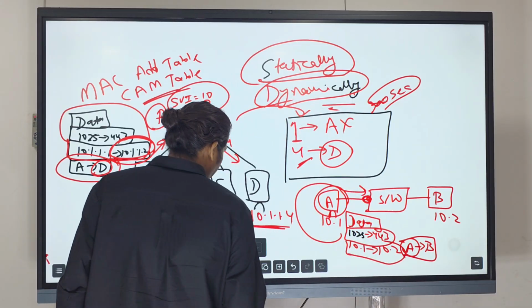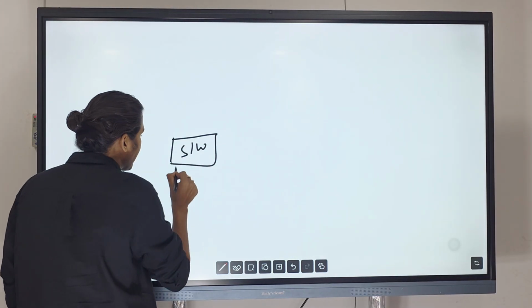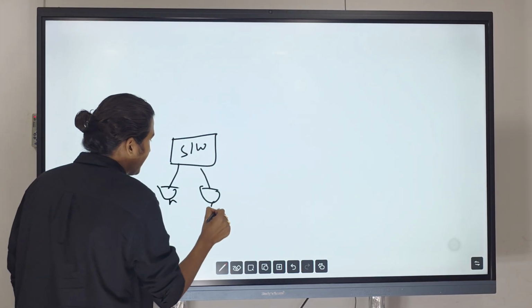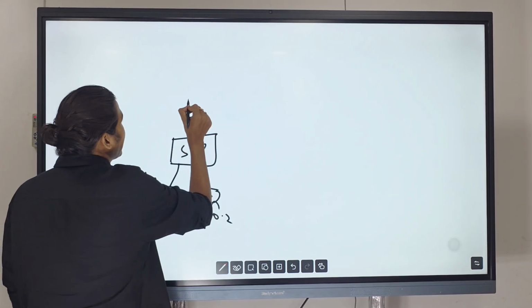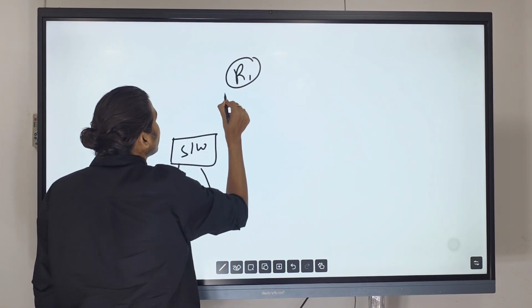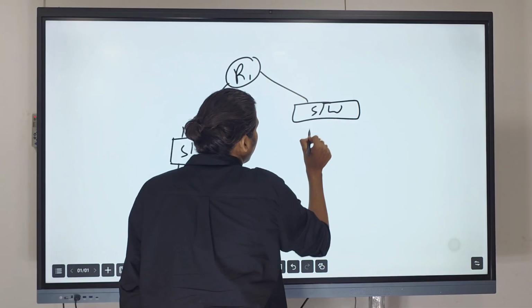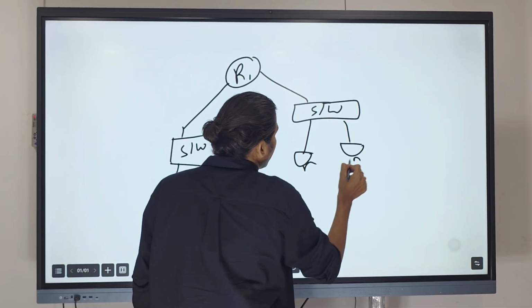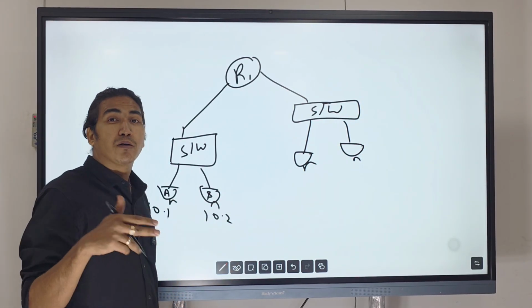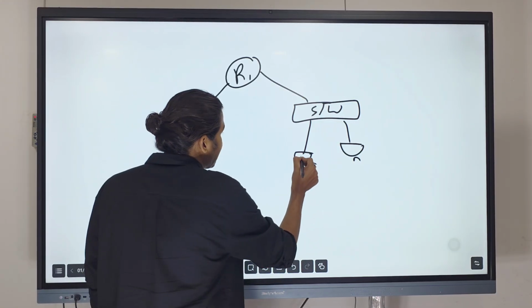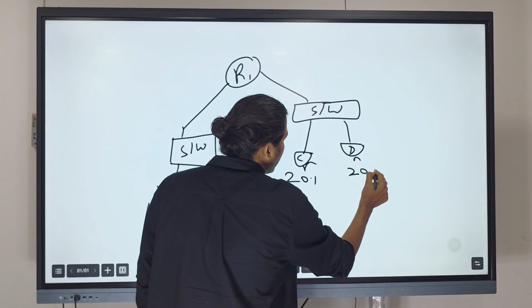Now let me tell you about the router. Here I have one switch, and some PCs: MAC address A, MAC address B, IPs 10.1 and 10.2. Here I have one router R1, and you know a router is used to connect multiple networks together, like a switch is used to connect multiple devices together. Here MAC address is C, here MAC address is D, IP address 20.1, and here IP address is 20.2.